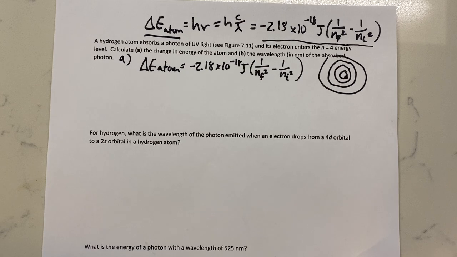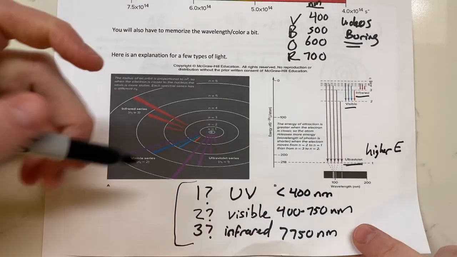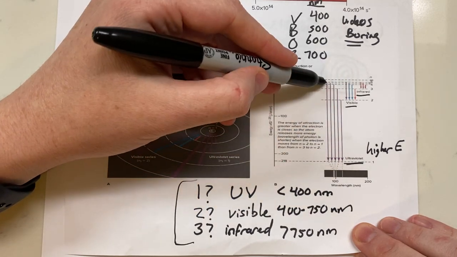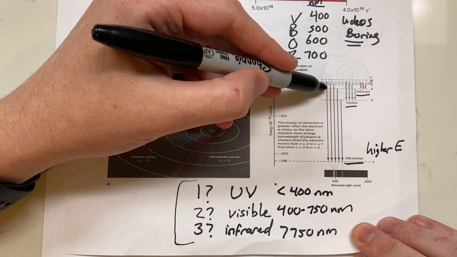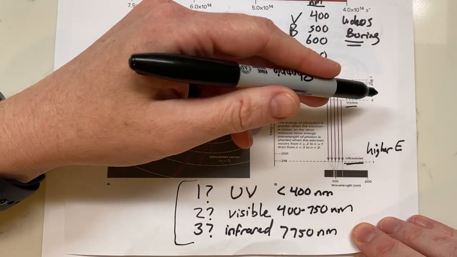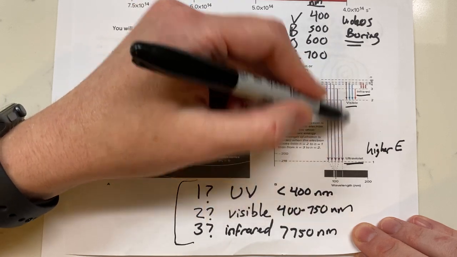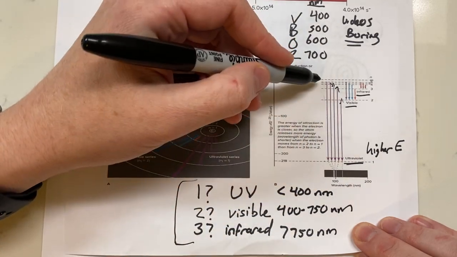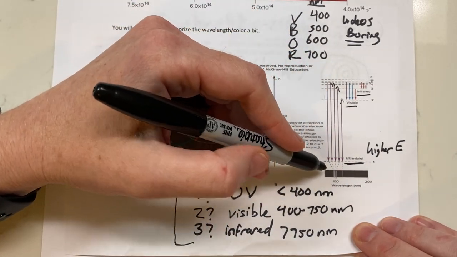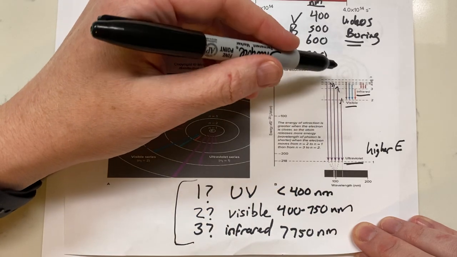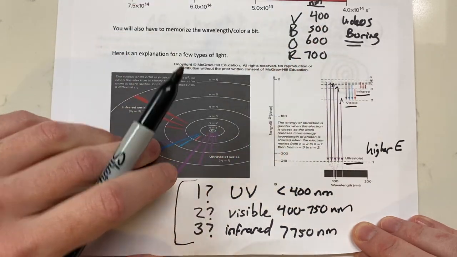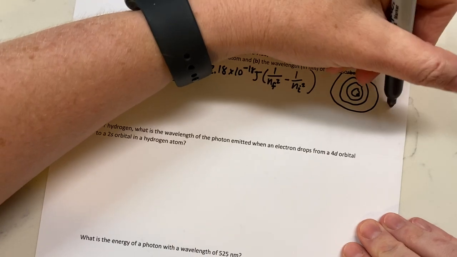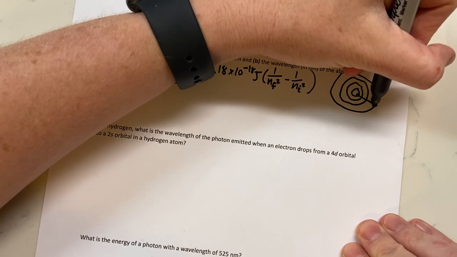It said UV, but we also know that UV is starting at the n equals 1 level. So if it absorbs from here to the 4, it's got to have absorbed UV light. If it falls back down, it's going to emit UV light. So here's a picture of emission. If I change the sign of that arrow, that would be absorbing. Absorbing is increasing in energy. Emitting is releasing energy. So it had to absorb a photon of UV light to pop up here.